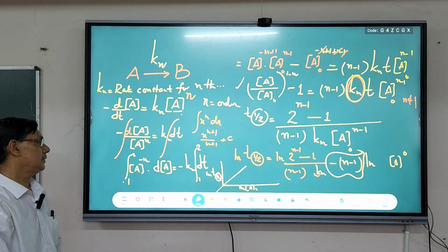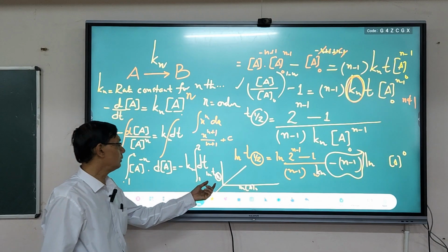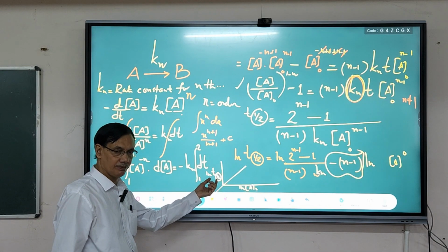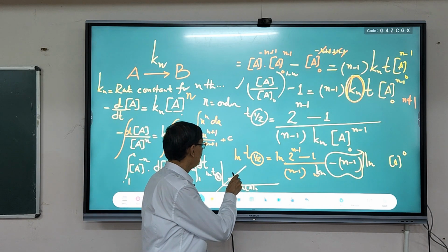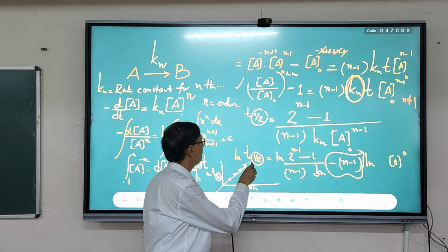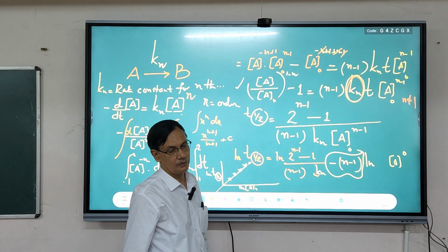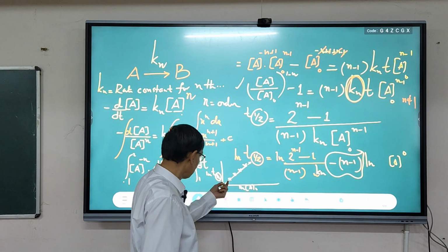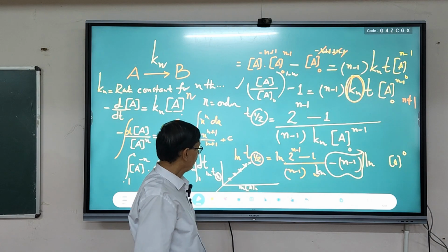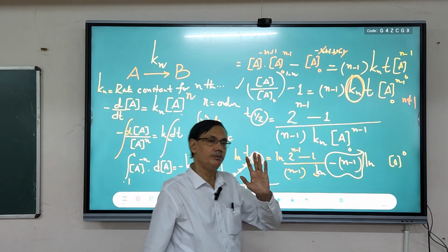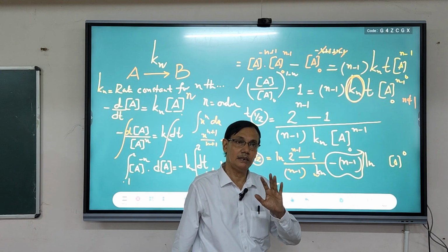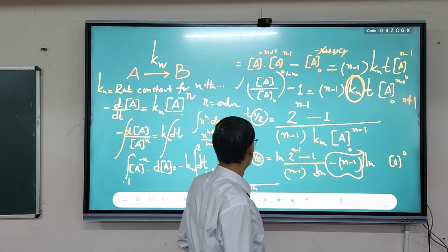But the problem is how do you calculate the half-life? Because for any type of plot at least 1, 2, 3, 4 or 5 values will be required. At least 5 values are required. It may not pass through the origin. So at least 5 half-life values are required. At least 5. So what will you do?